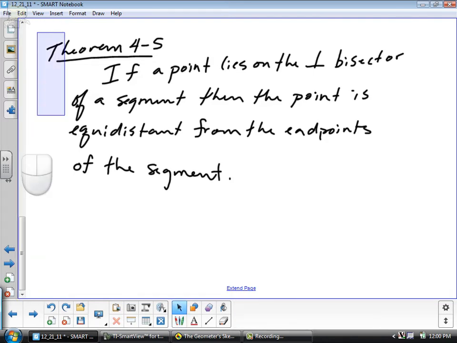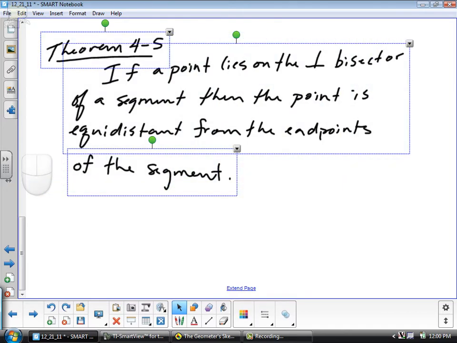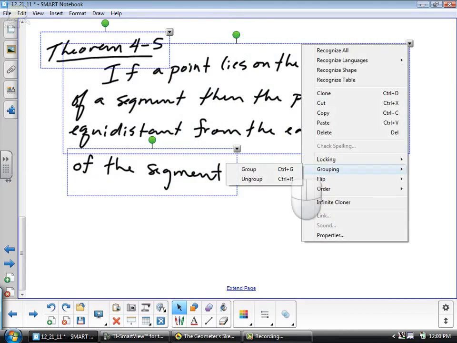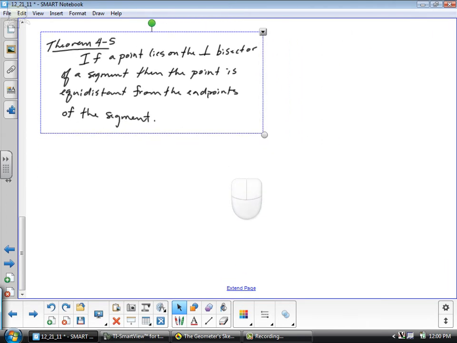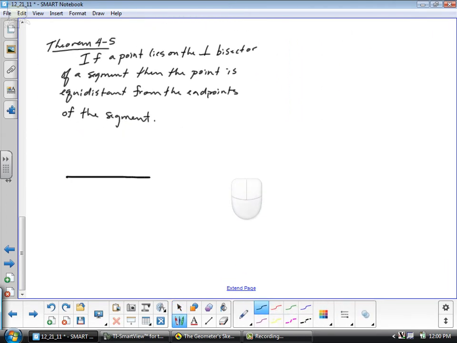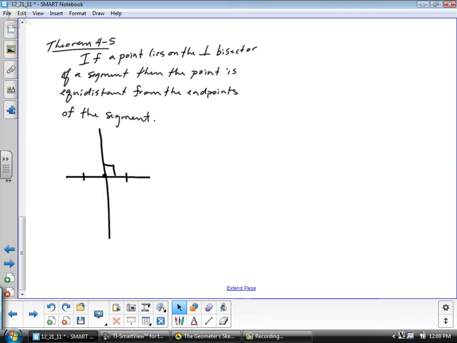That lies on the perpendicular bisector. That's what's going to have to be in our diagram. So here's our segment. Locate a midpoint. Draw a perpendicular bisector. And we have a point on that perpendicular bisector. What we want to prove is that it must be equidistant from the endpoints.